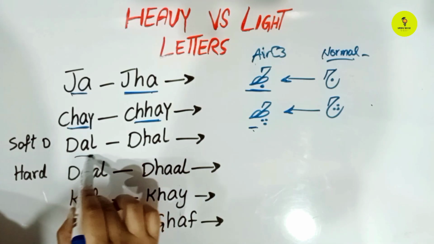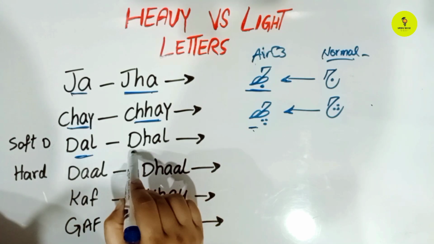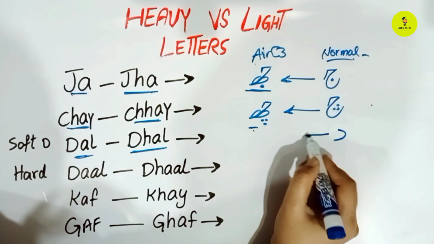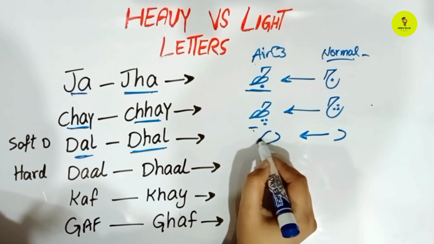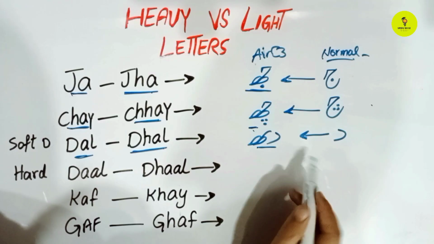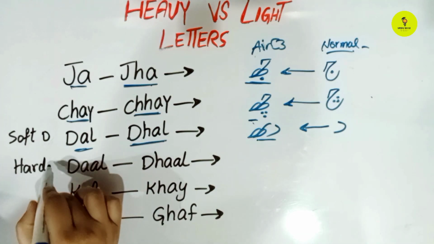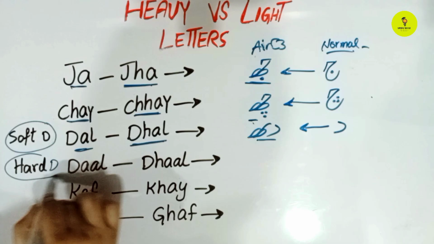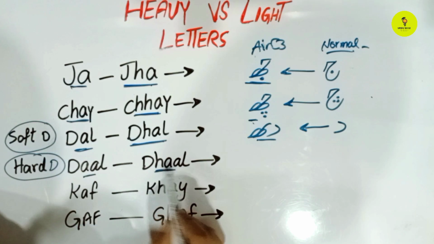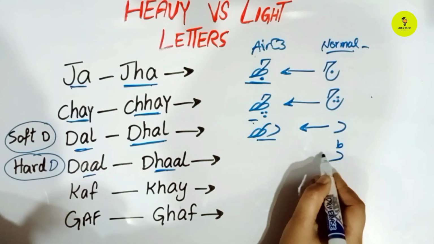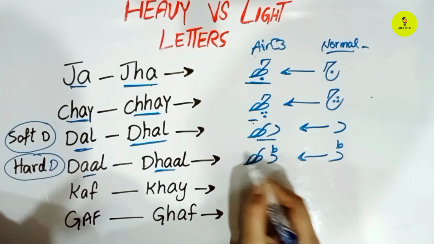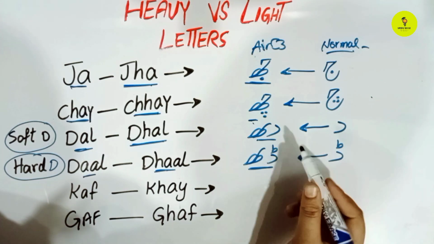Soft D sound is dal and its hard sound is dhal. Dal, this is the normal letter, and dhal, this is the heavy sound. Same as it is hard D, this is the soft D, and this will be the hard D. Dal and dhal. Dal, the simple letter, and dhal, the hard letter, the aspirated letter.